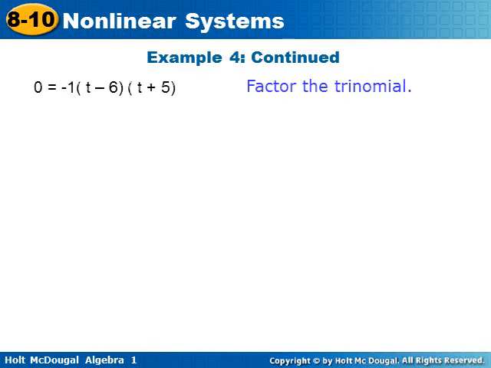Now we're going to factor the trinomial. We pull out a negative 1, and then we are looking for two numbers that when multiplied give us negative 30 and added give us negative 1. So we get negative 6, positive 5. So we have negative 1 times t minus 6 times t plus 5.